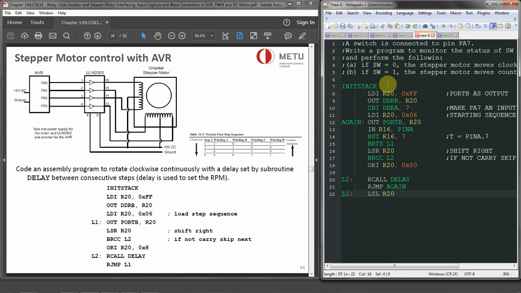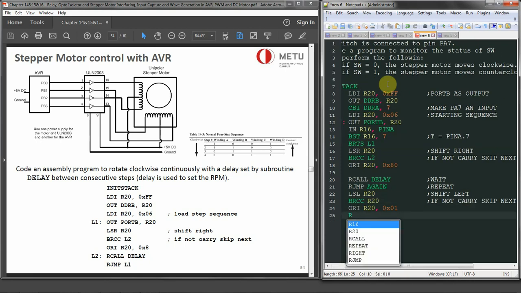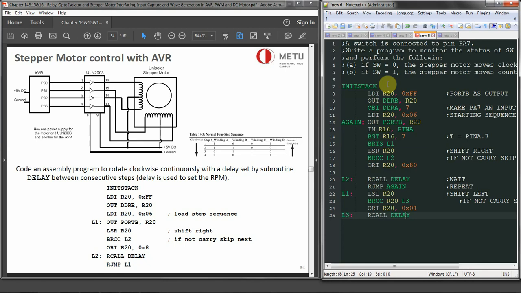R20, and repeat the same statements. Branch if carry cleared, R20, and then OR I R20. But this time we have to OR it with 01. So we can say wait, repeat, shift left, if not carry, skip, then to do another call delay has to be L3, and that's going to be 3 R call delay and jump again. That's all we need to do.